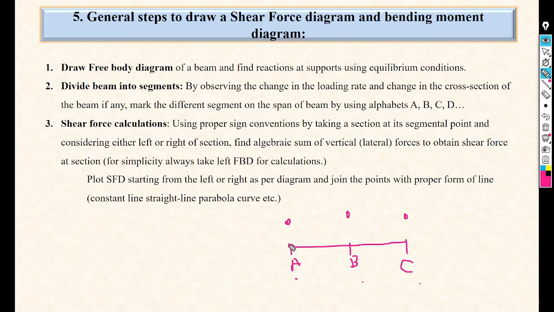And after that, join those points using lines. Whether that line is straight or a parabolic curve, straight or parabolic, depends on the loading, which we will see in the numerical, how we can draw it. But we need to draw the points and join all of them. That is the shear force calculation and the shear force diagram.